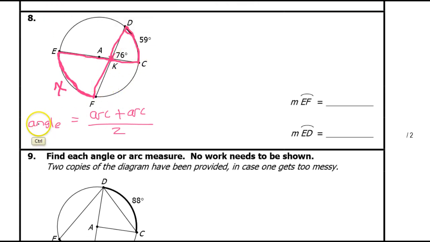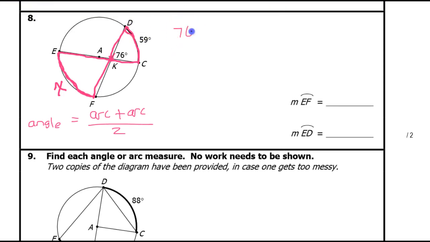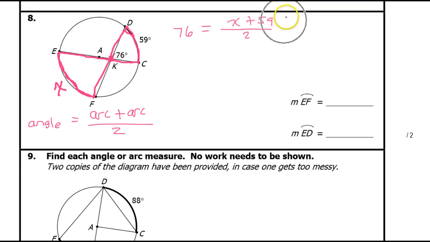Again, be careful. Angle equals. The first thing you always put is the angle. So a common mistake is for a student to put X right here. X is not an angle. X is one of the arcs. So since the angle is 76, then that's what I have to start with. So I have to start with 76 equals, angle equals. Now arc plus arc, that's X plus 59. Those are the two arcs, divided by 2. Then it's just a matter of how do I solve an equation like this. And the easiest thing to do is just to multiply both sides by the denominator. That way these 2's will cancel each other out.